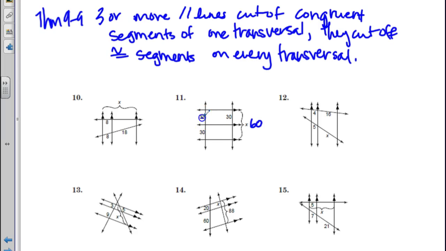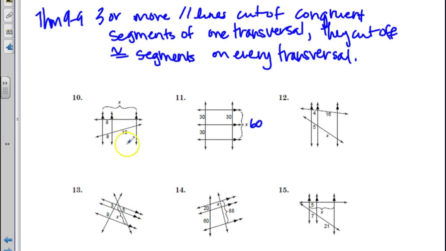So that means if this is 30, that's 30. If this had been 25, that would be 25. That's what that means. It doesn't mean they're congruent going across. It just means down the transversal, they're congruent. All right, so hopefully that makes sense as well.